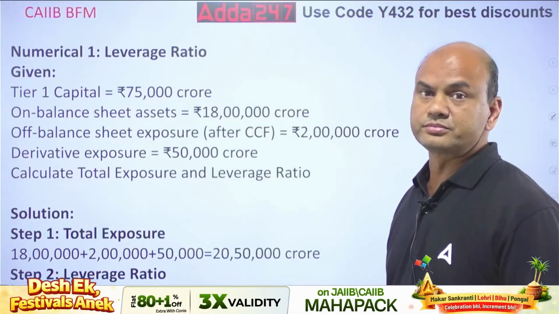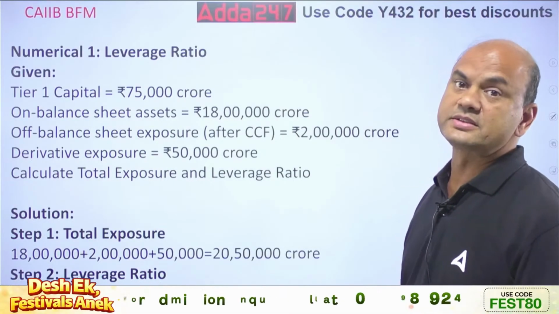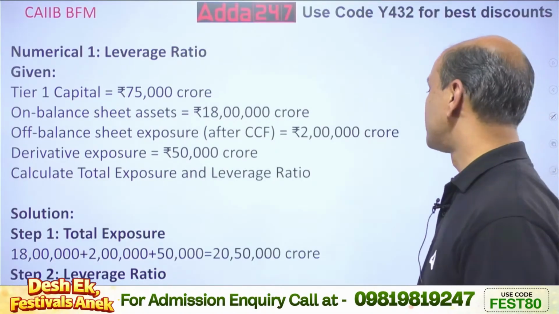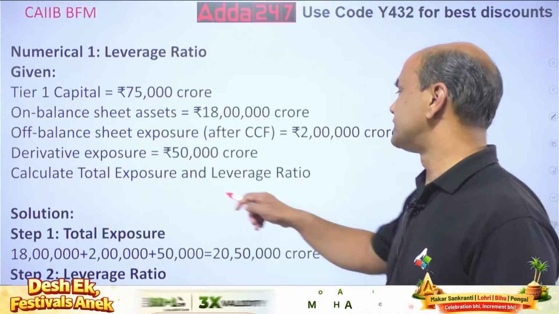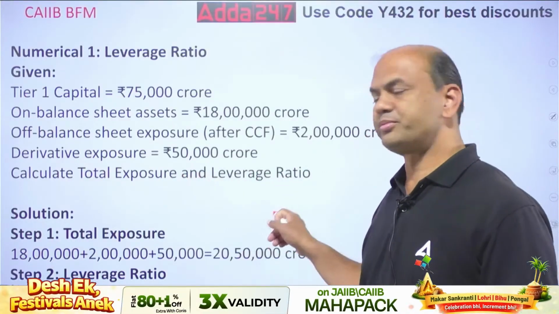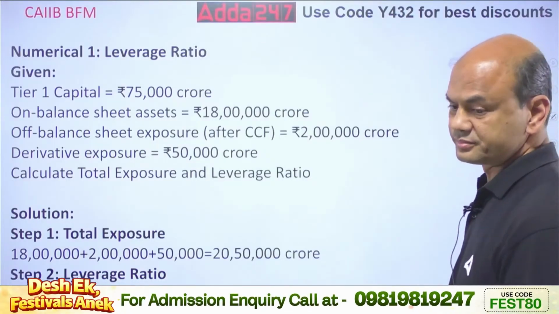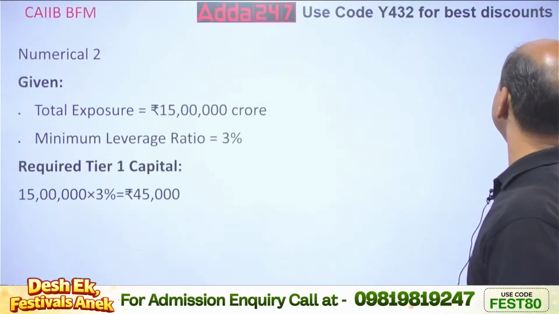So what does RBI say? RBI says 3% for this. So this is my total exposure, and this is my leverage ratio. Got the answer, everyone? Clear? Next.